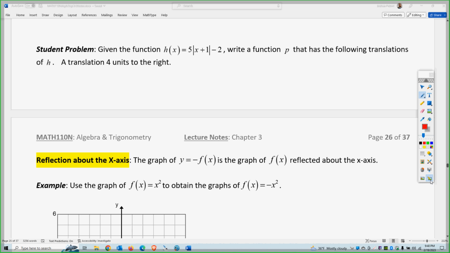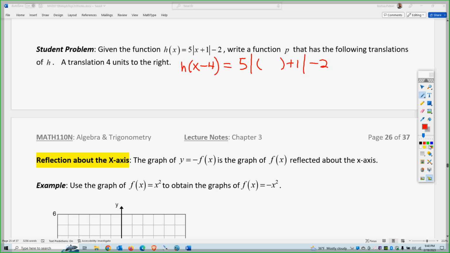Okay, so this time we're going to move 4 units to the right. So that's h of x minus 4, because minusing 4 will move me to the right. So I'm going to replace my x in this function with the x minus 4, right?